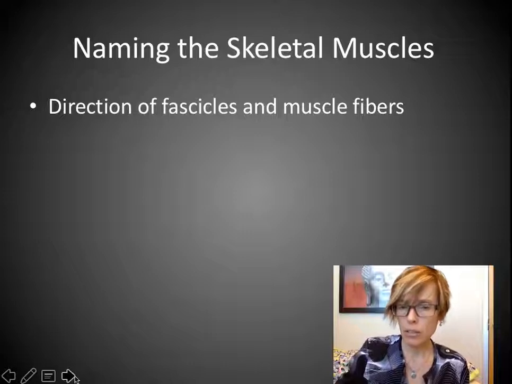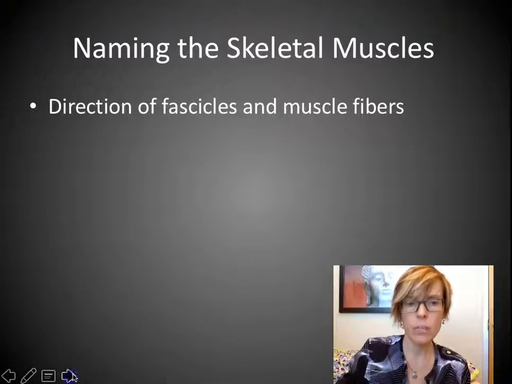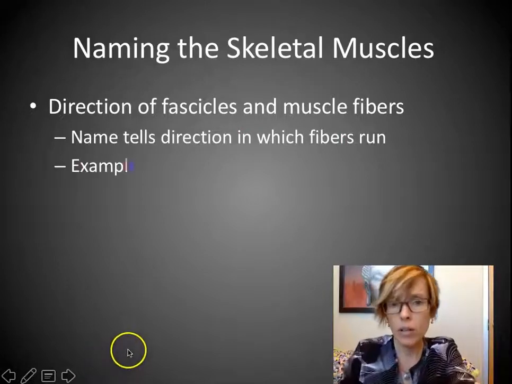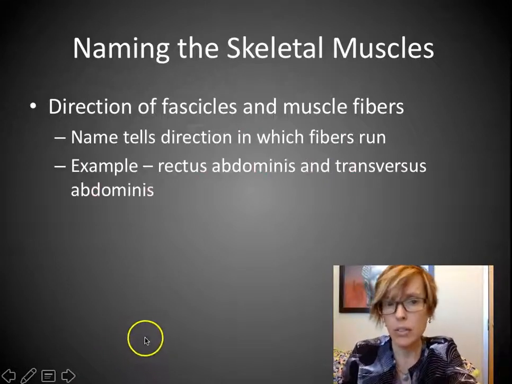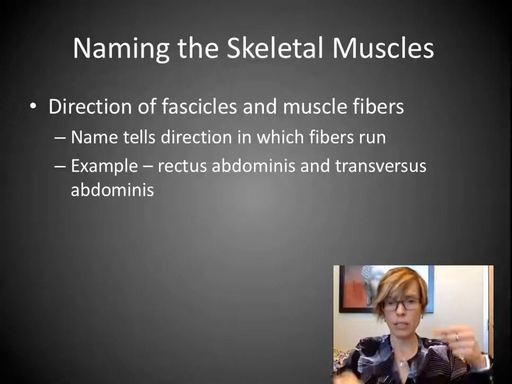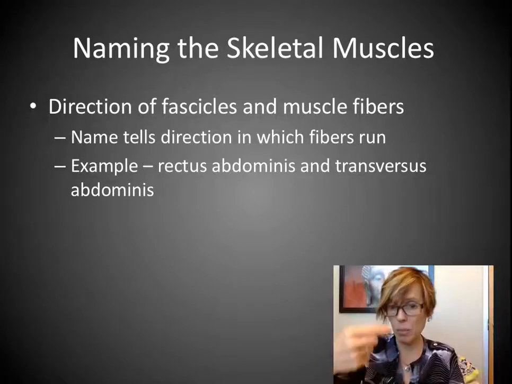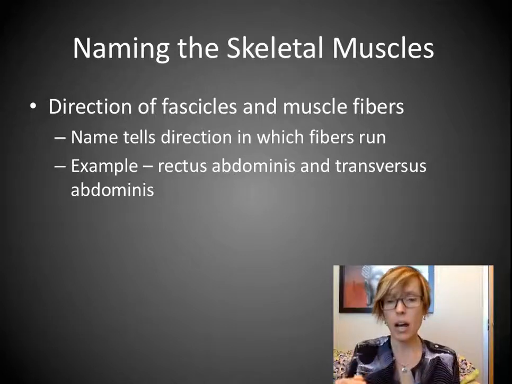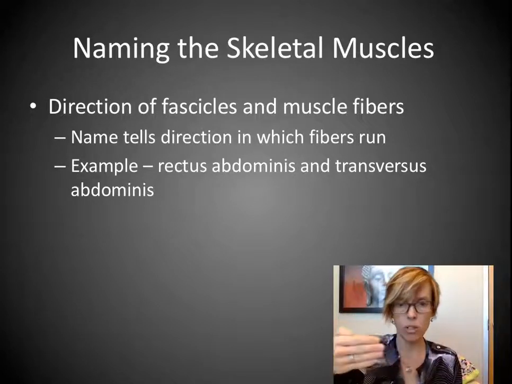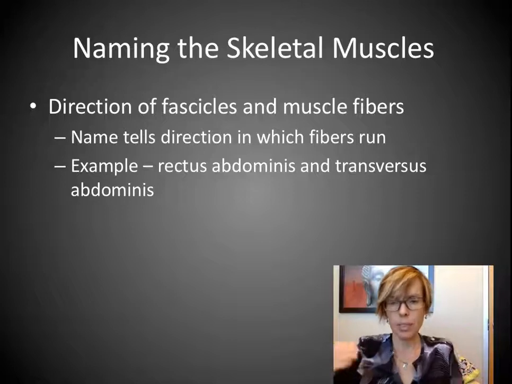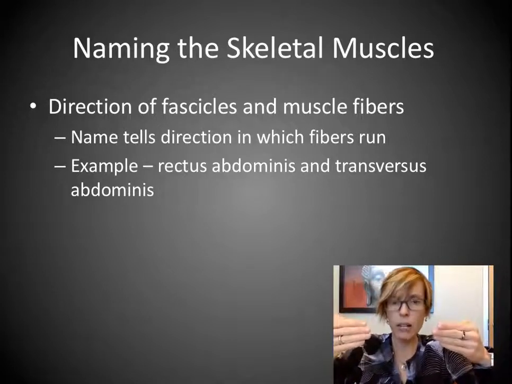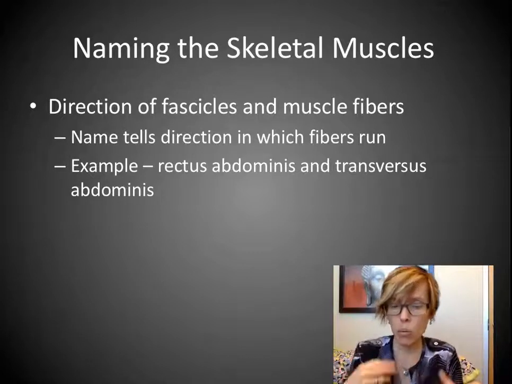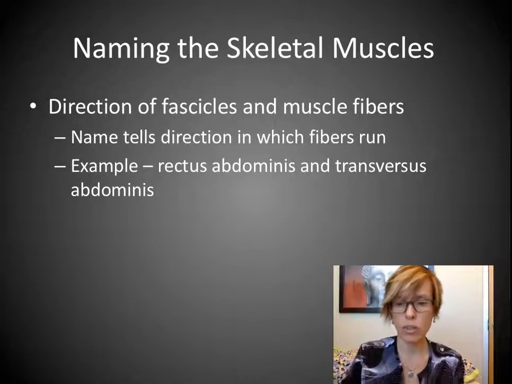Sometimes we talk about the direction of those muscle fascicles. Classic one is rectus abdominis, transverse abdominis, right? Rectus abdominis is basically your six-pack running straight up and down. Rectus is going to run straight up and down. Transverse abdominis is going to run across, kind of across on the sides. You'll have oblique, they're running at an angle, right? So it just tells you what direction those muscle fascicles are running in.